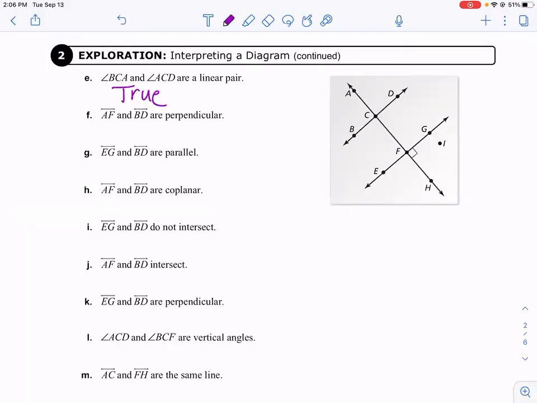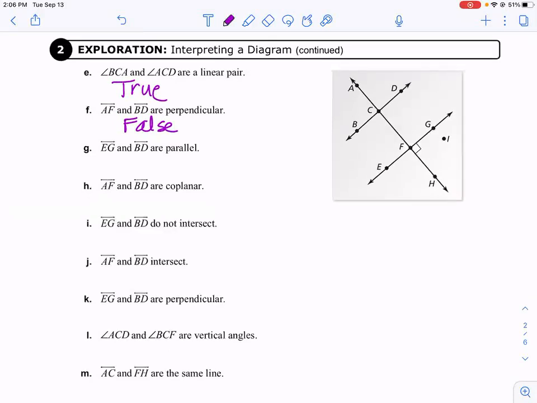All right, we're switching to true and false. Drew, what about AF and BD? Are they perpendicular? Okay, does it look like maybe they could be? Yes. I mean, it looks like it, but we don't have the information. We can't assume. Okay, it has to tell us.